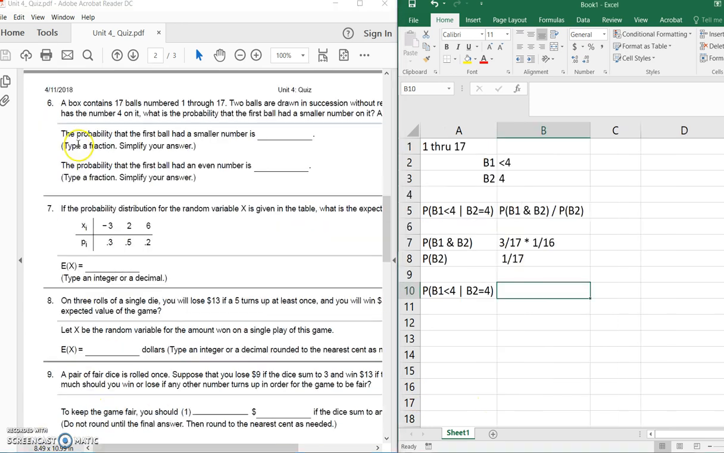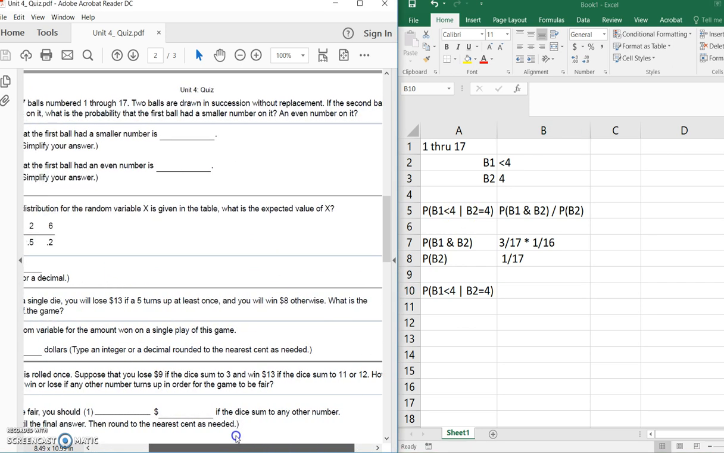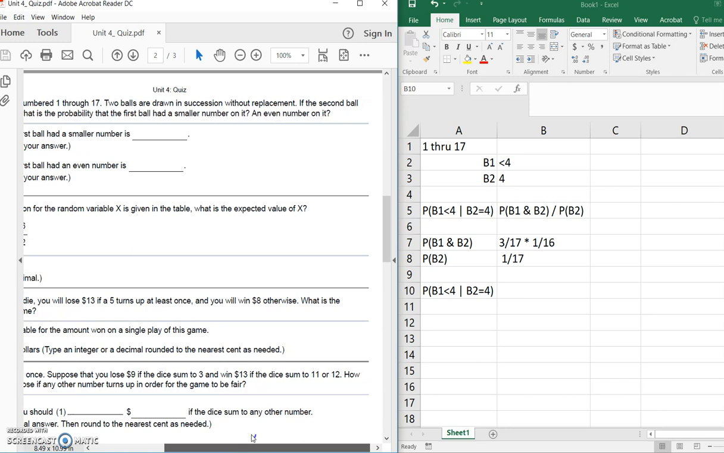Alright, next question. So in number 6, we have a box with balls numbered 1 through 17. So we want ball 1 to be less than 4 and ball 2 to be 4. So I put B1 less than 4 and B2 4. So the question says the balls are drawn in succession without replacements. So that means you pull one and then you don't put it back in and you pull the second one.